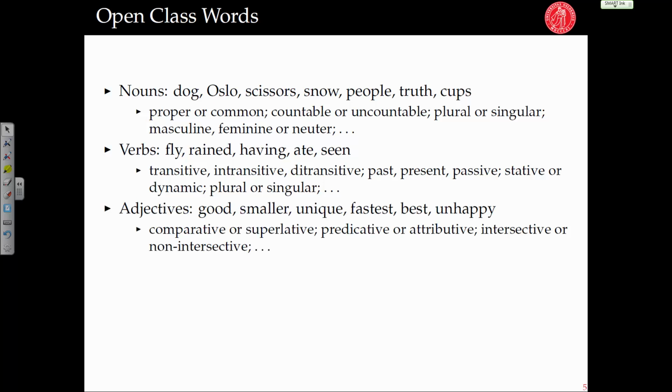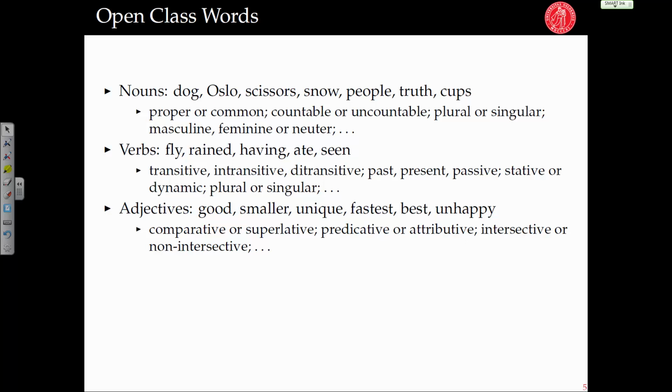Again, we also have another type of open class words, which is adjectives. Adjectives are used as modifiers, mainly to nouns, but they can also modify other adjectives, and they describe a quality or a characteristic of some sort.